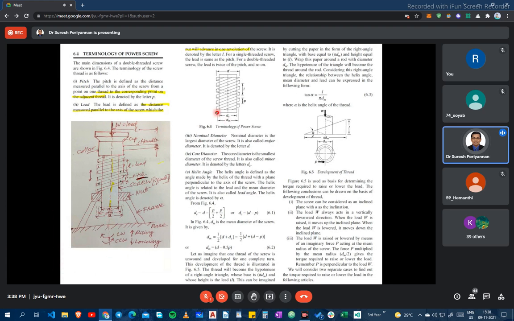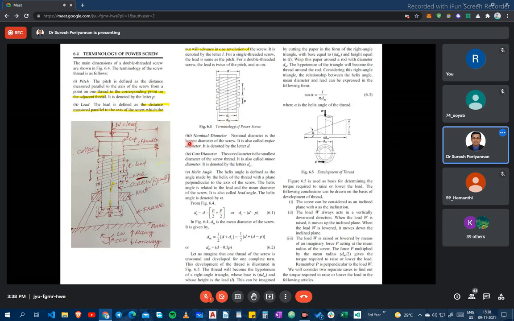Now nominal diameter. Nominal diameter is nothing but the major diameter. That's what we already discussed. Even for threads, major diameter is nothing but nominal diameter. Core diameter is the minor diameter. This is the core diameter. Now, mean diameter is dm equals d plus dc by 2, that is mean diameter.